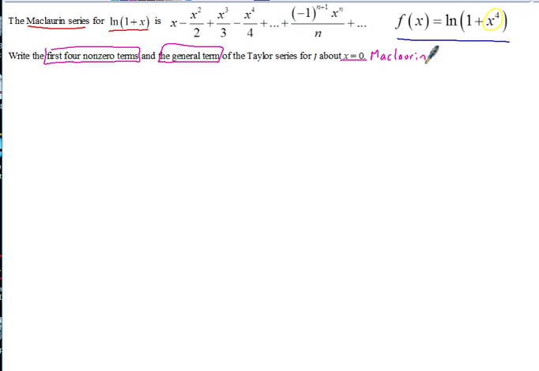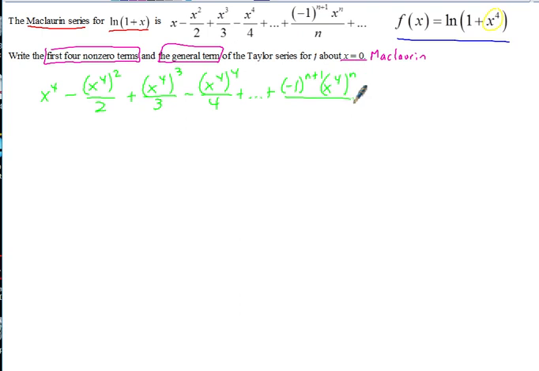So just like the other ones, we have to modify it. Wherever there's an x, it gets replaced by x to the fourth. So we'll have x to the fourth in place of that x, minus x to the fourth squared in place of this x, divided by 2, plus x to the fourth cubed over 3, minus x to the fourth over 4, plus, and then negative 1 to the n plus 1, x to the fourth to the n over n. And then we can just simplify that a little bit.